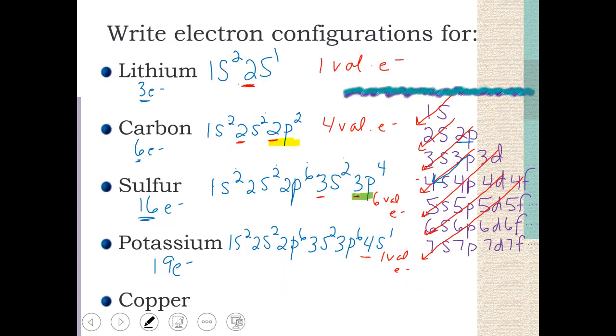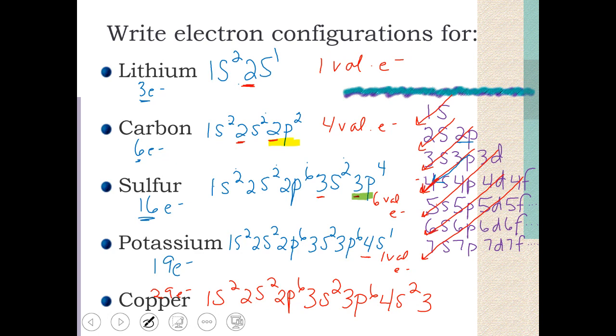Now, what about this element copper? If we go to write copper's configuration, we'd have 1s2, 2s2, 2p6, 3s2. Oh, copper has 29 electrons. So we have to keep going until our little superscripts add to 29. 3p6. After 3p comes 4s2. So we got 2, 4, 6 is 10, 11, 12, 18, 19, 20. And then we need 9 more.